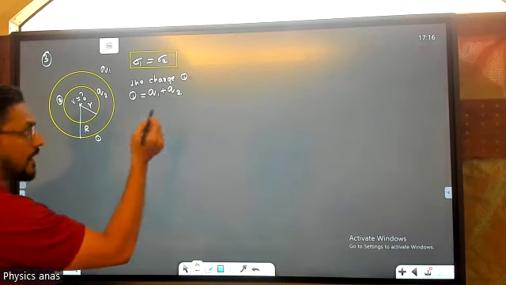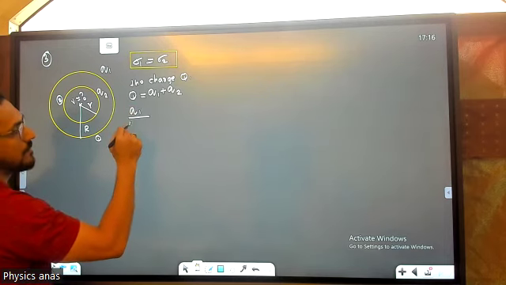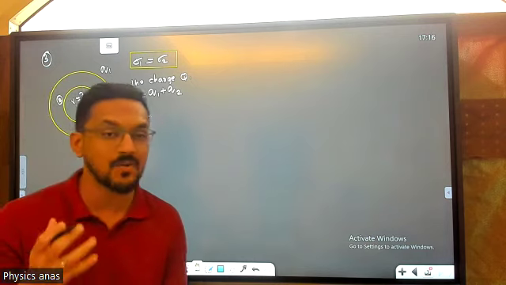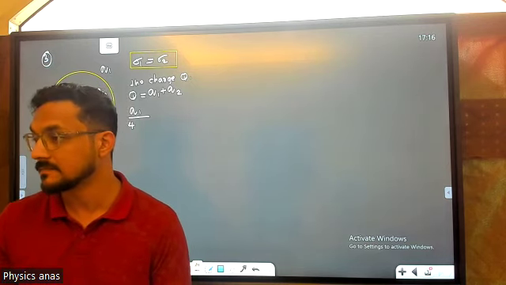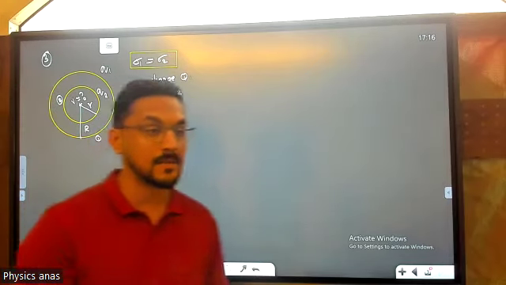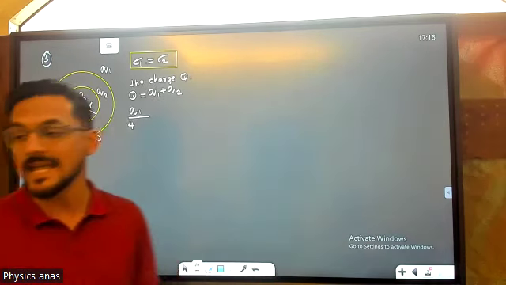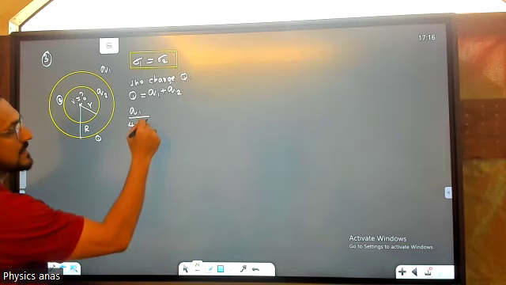Q by A. That means for sigma 1 that will be Q1 by A, what is it? Area of the sphere. What is the area of the sphere? 3 by 4 pi? No, that's volume. 4 by 3 pi r cube is volume. The area is 4 pi r square. So 4 pi r square.